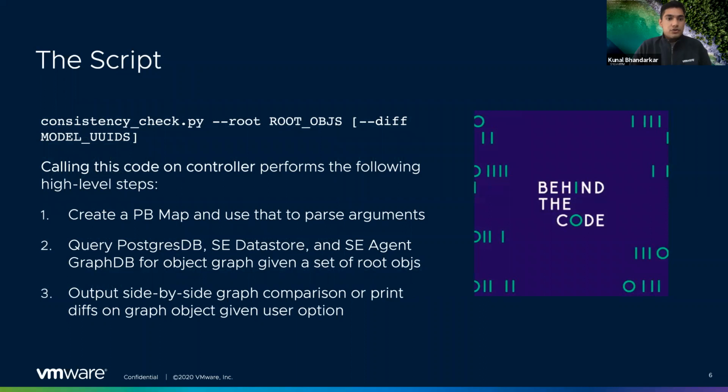So again, the solution is a script, consistency check.py, that essentially takes in a set of root objects and diff objects if the user chooses to do that. And on a high level, it basically creates a PV map and parses the user's arguments to make sure that they're valid. Then it constructs an object graph after querying Postgres, the SE Datastore, and the SE agent GraphDB. And then it outputs a side-by-side comparison of those graphs, or it outputs a diff on objects in those graphs, given the user's option.